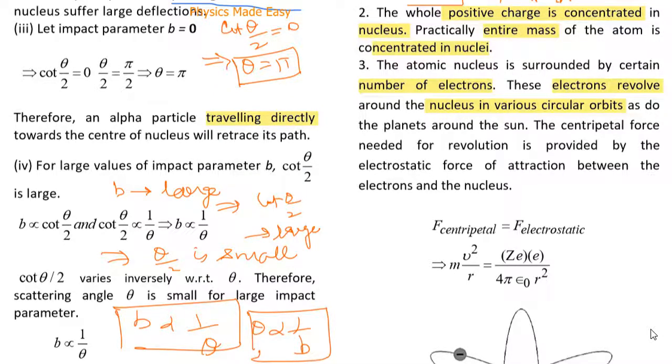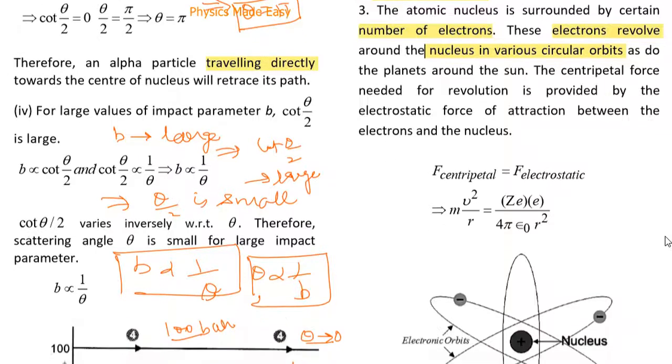He picked up the analogy from the motion of planets around the sun. The only difference is that he assumed the orbits to be circular while the planets revolve around the sun in elliptical orbits. The centripetal force needed for revolution is provided by the electrostatic force of attraction between the electrons and nucleus.